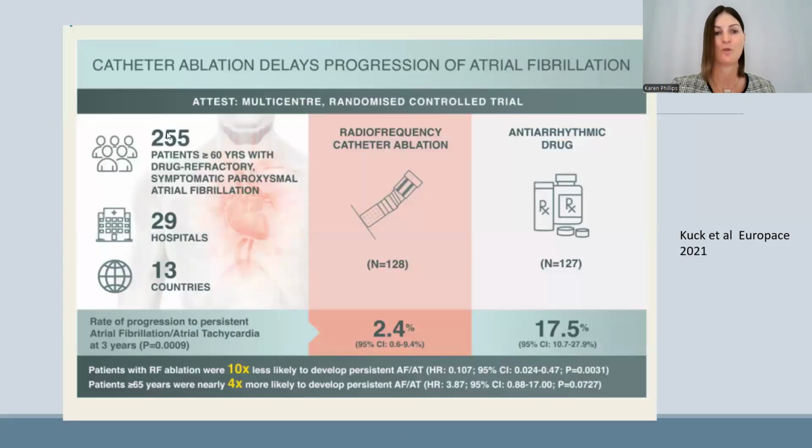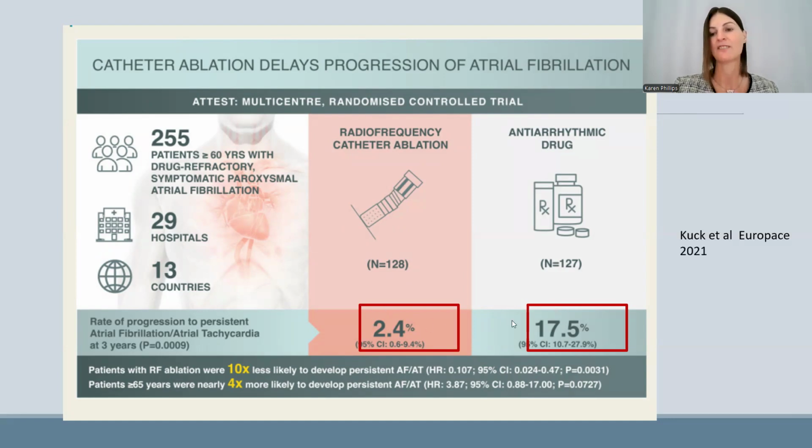So this was a randomized trial. Basically, they took older patients, over the age of 60 years with paroxysmal atrial fibrillation, and randomized them to either have radiofrequency ablation treatment or to take antiarrhythmic drugs. During follow-up, they noticed that very few patients with ablation treatment went on to develop persistent atrial fibrillation. So 2% versus 17% of patients, despite taking antiarrhythmic drug treatment, their AF got worse over time and they developed persistent atrial fibrillation.